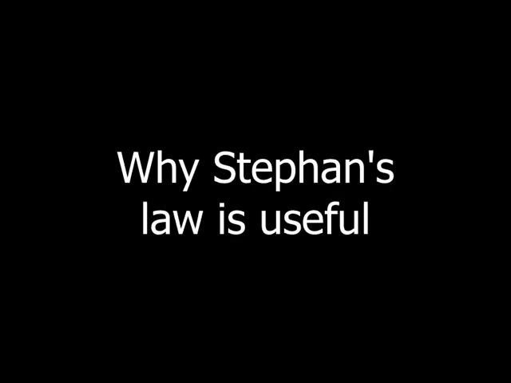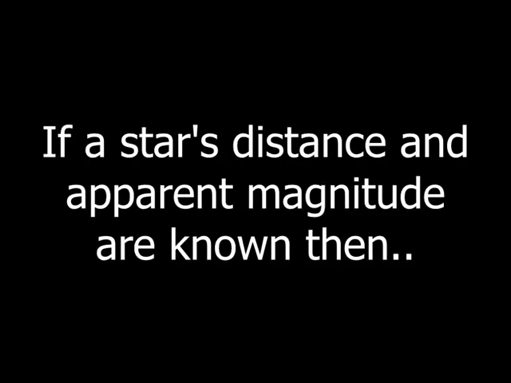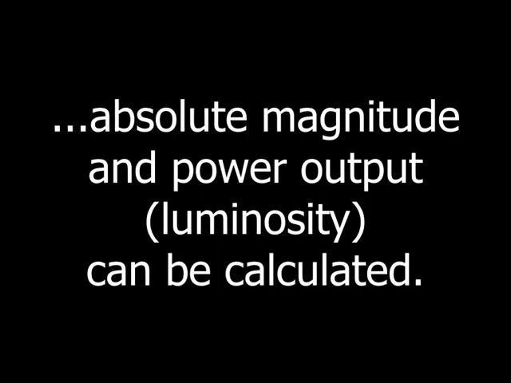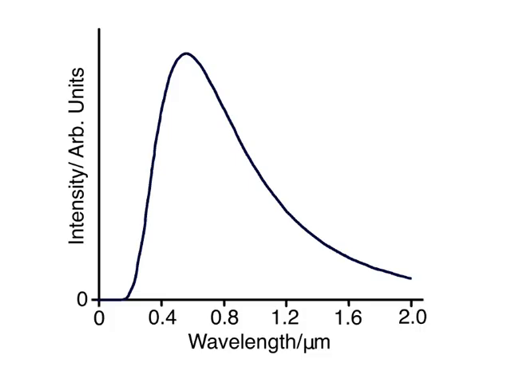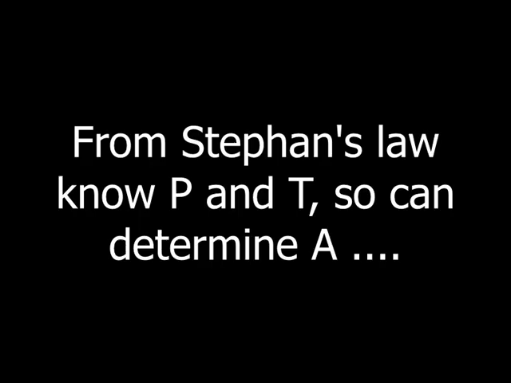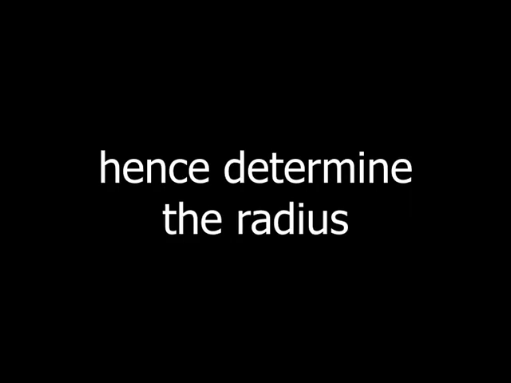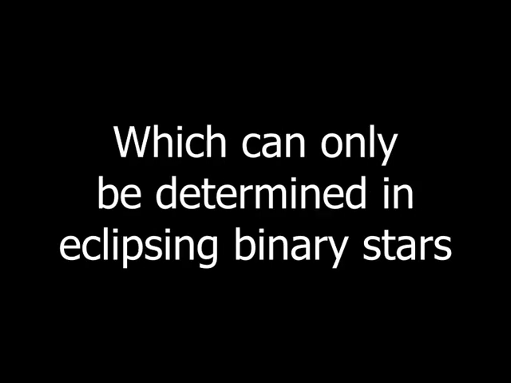Stefan's law is useful because, if we know the distance to a star, we can calculate the power output from its absolute magnitude. From its blackbody curve, we can determine its blackbody temperature. From Stefan's law we can determine the surface area, and hence the radius of the star, which can only be directly determined for eclipsing binary stars.